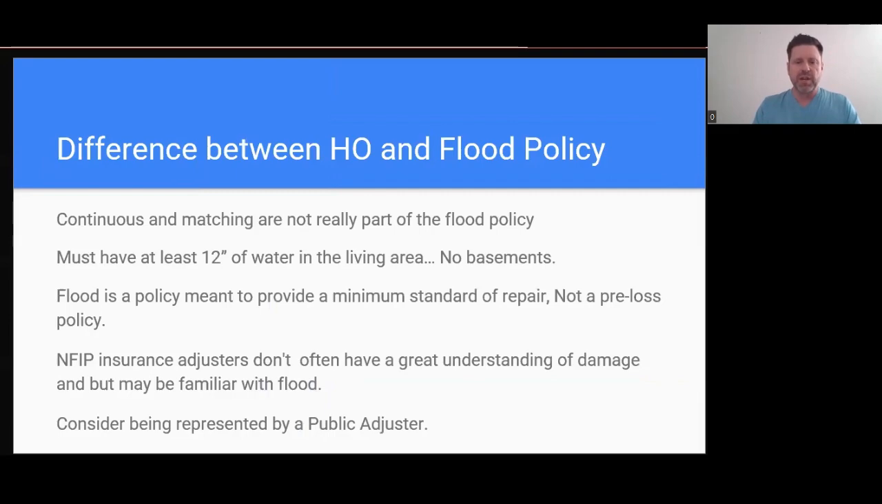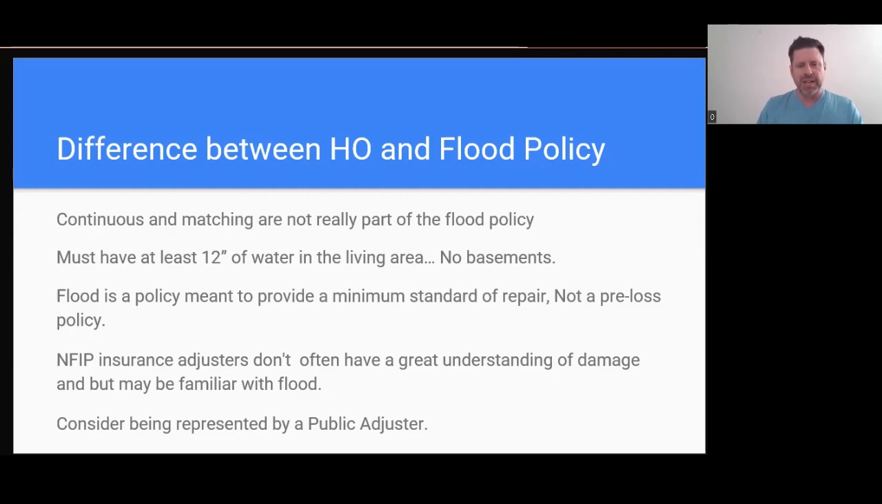The difference between homeowners insurance and a flood policy, well, is continuous and matching. We don't have continuous and matching in flood insurance, which is set by the National Flood Insurance Program, the NFIP. The NFIP doesn't pay the same as homeowners insurance. It doesn't pay for matching. Matching is only for homeowners insurance, and continuous is for homeowners insurance. It doesn't work the same.